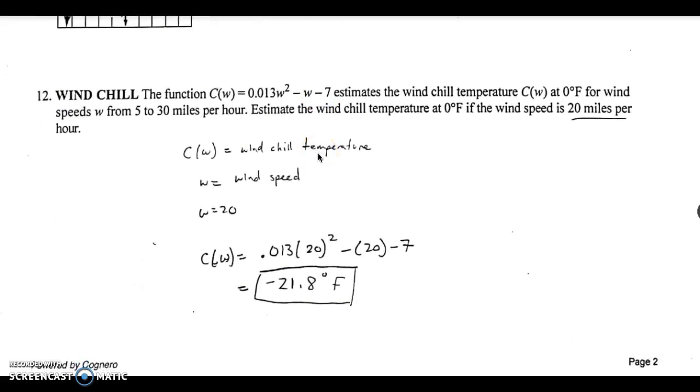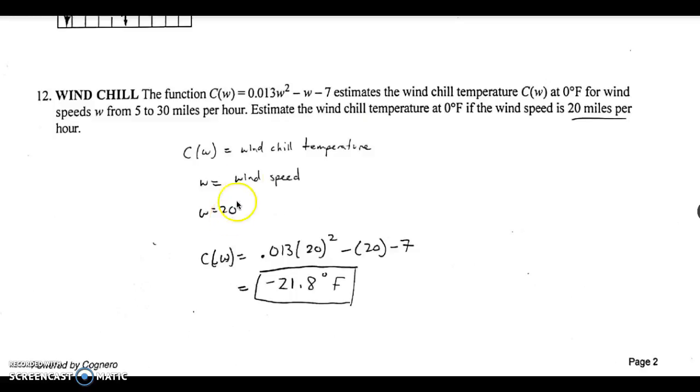For question 12, last question here, it says the function c of w equals 0.013 w squared minus w minus 7, and that estimates the wind chill temperature c of w at 0 degrees for wind speeds from 5 to 30 miles per hour. We need to estimate the wind chill temperature at 0 degrees if this wind speed is 20 miles per hour. So I know from the problem c of w is my wind chill temperature, w is my wind speed, and they want me to talk about the wind speed when it's 20 miles per hour. So w is 20 for us.